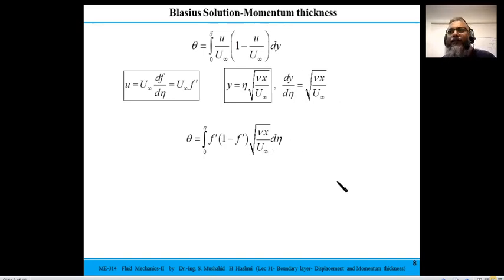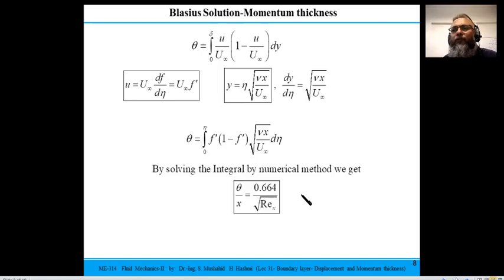So this integral is a little more complicated to solve because we are not only dealing with the first derivative but the product of the first derivative. So people have solved it numerically, and once they solve it numerically, they end up with the expression for momentum thickness, which is exactly in the form as we already have seen it for boundary layer thickness. Delta over x was 5 times Reynolds number to the power minus half, and similarly you have momentum thickness like this.